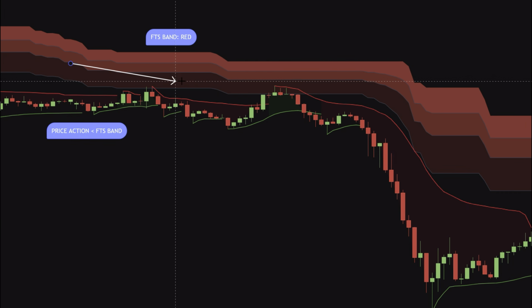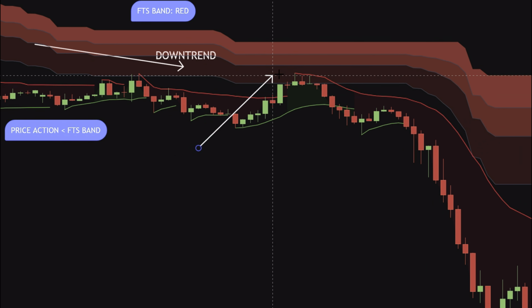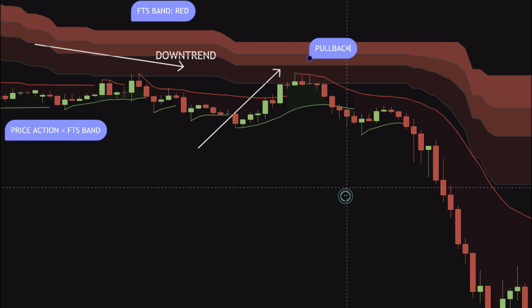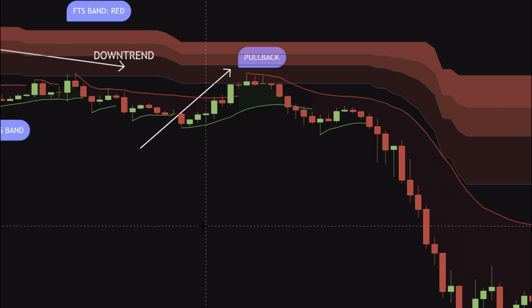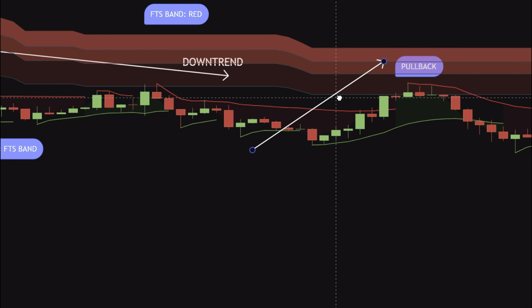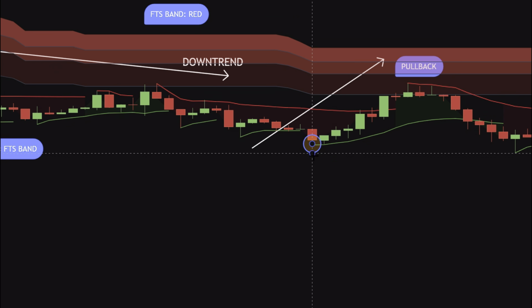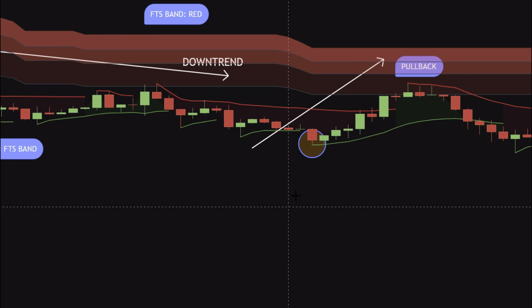You need confirmation. Here's the sequence. Price pulls back to the FTS band. That's your first checkpoint. The market is testing the boundary of normal. Now the SwingArm identifies a swing low. That's a support level the market respects.